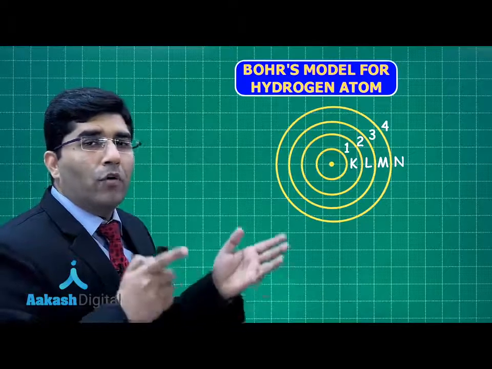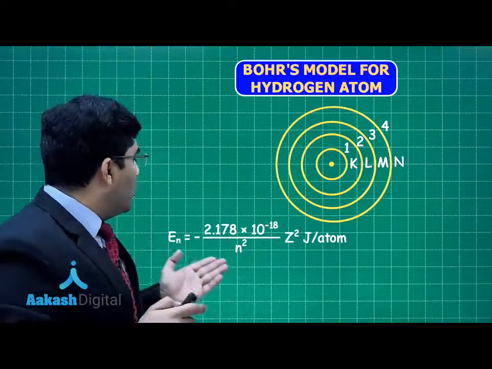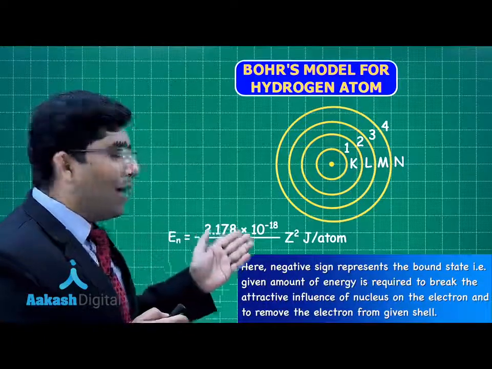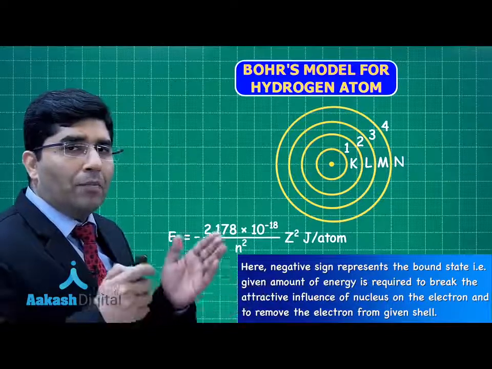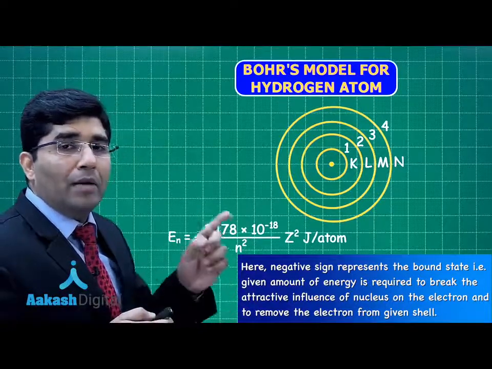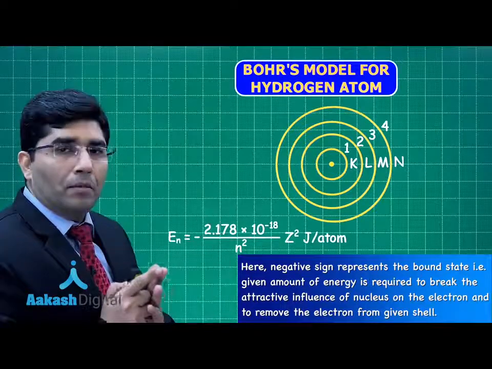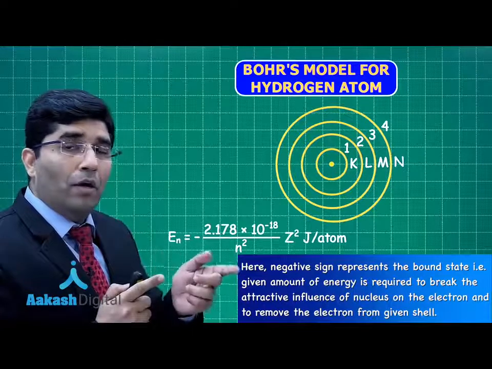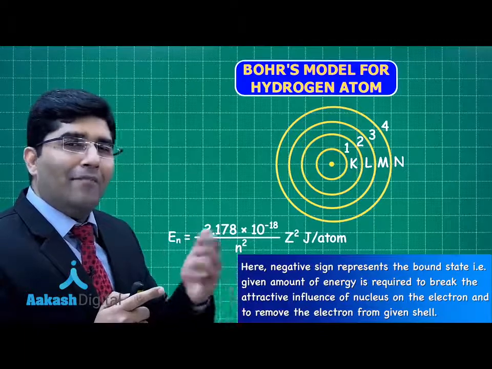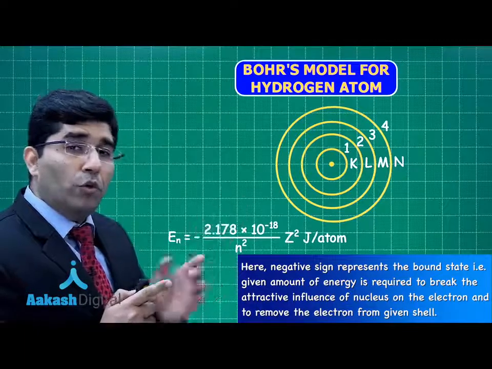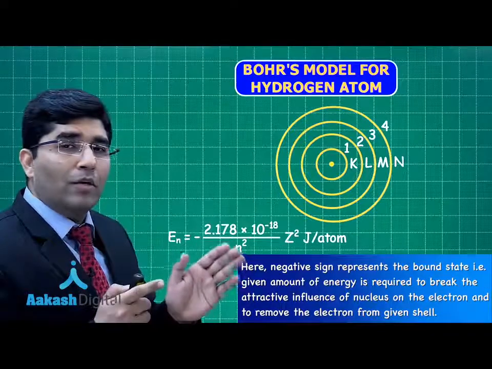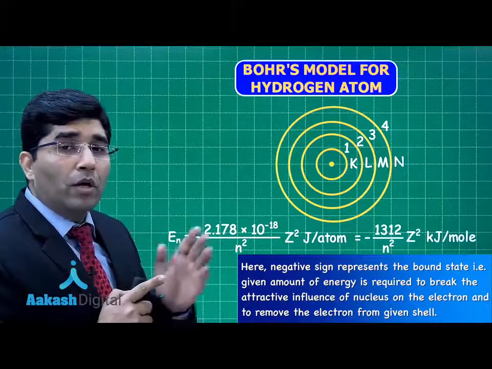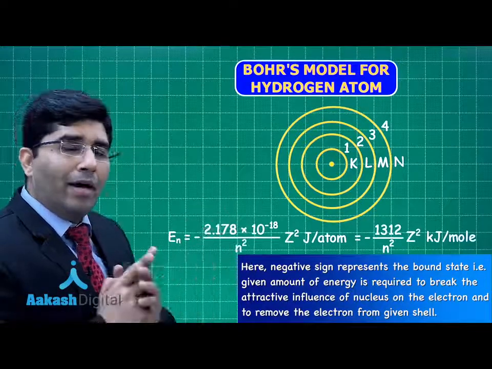Now, how do we find the energy? There is a formula. Energy is equal to minus 2.178 into 10 to the minus 18 Z square by N square, where Z is the atomic number of that particular species and N is the shell number. Now this is joule per atom, meaning we are finding the energy for one atom. If we want the energy for 1 mole, we have to multiply it by Avogadro number. And if we want to convert joule to kilojoule, we have to divide by 1000, and that value comes out to be minus 1312 kilojoule per mole Z square upon N square.